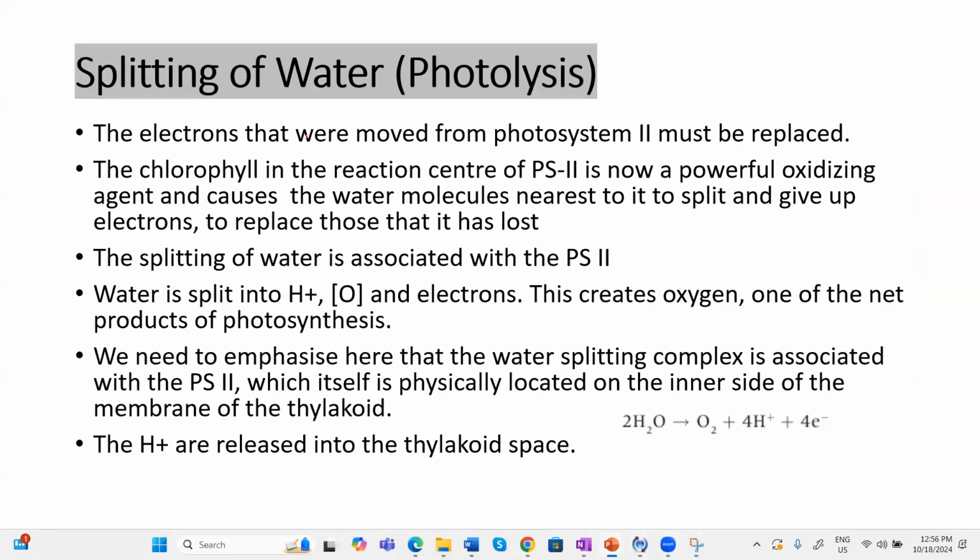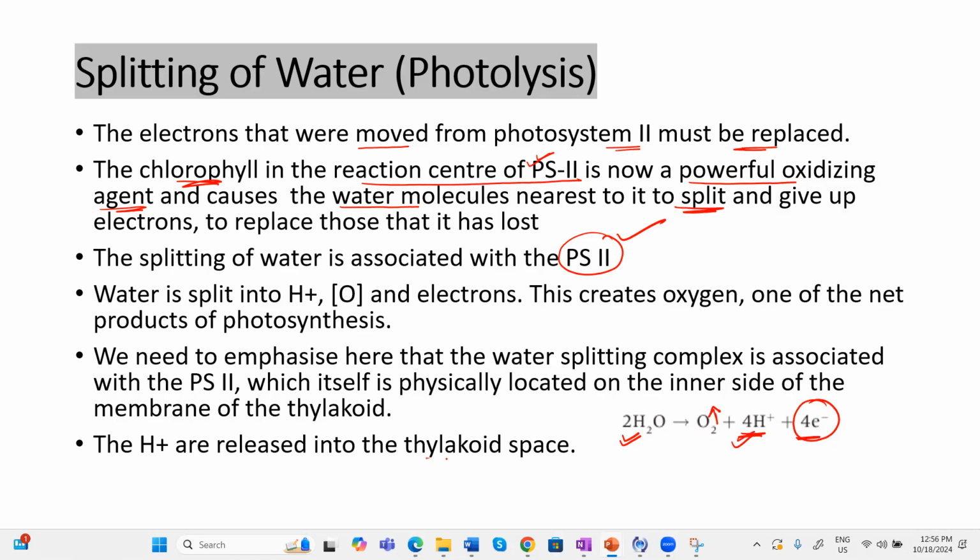Now what will happen? Once the electron is moved from photosystem 2, that electron should be replaced. After losing the electron, the chlorophyll present in the reaction center of PS2 works as a powerful oxidizing agent, and it causes the nearby water molecule to split. Is it clear? It means splitting. Who is doing it? PS2 will do the splitting of the water molecule. See the equation here. When the water molecule is split, oxygen is a product which is released, and hydrogen will break into protons and electrons. So the electrons are taken up, and the protons will accumulate in the lumen.